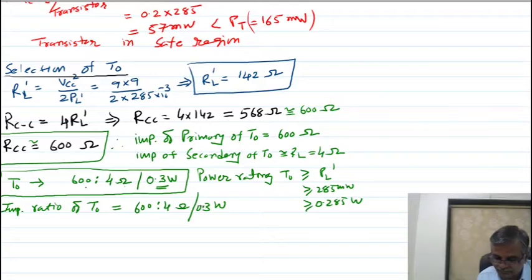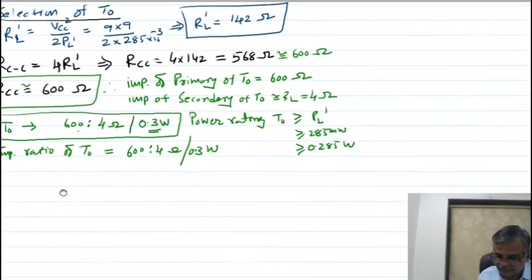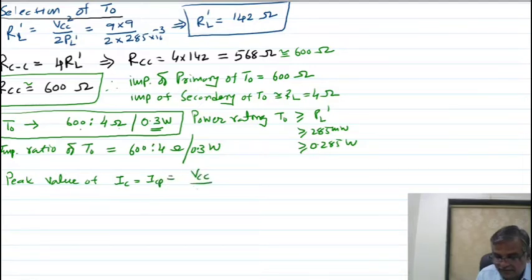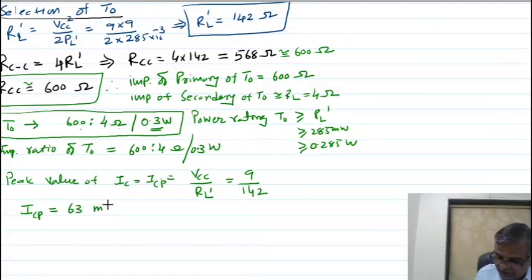Now let us calculate your collector current. The peak value of the collector current, peak value of IC, is ICP. I can write VCC by RL dash. It is 9 volt upon 140. So ICP is equal to 63 milliampere. Is that it?